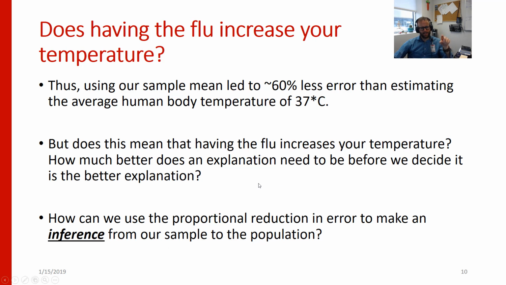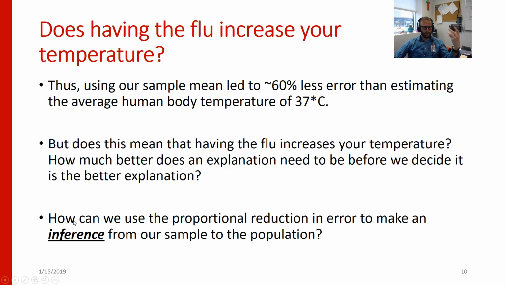How much better does an explanation need to be before we decide it is the better explanation? That's what we're really after. This 60% reduction in error certainly seems pretty good, but how much better does it need to be before we think, okay, this isn't just a random fluctuation? We don't think we just happened to get a sample with a high sample mean. We think there might really be something else going on here.